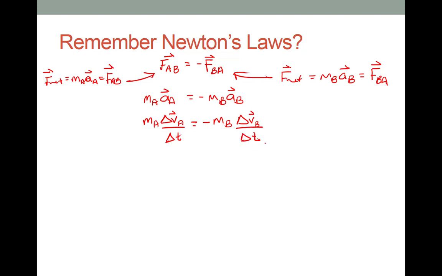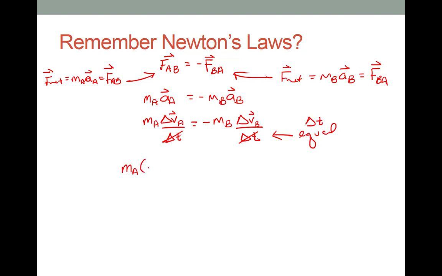Okay, now let's think about these times. Notice the times do not have a subscript, and that is because they are equal. Why is delta t equal? Well, that's the time over which these forces act. And because they're a third law force pair and they occur simultaneously, if one stops, the other one has to stop. And therefore, the delta t's are the same. And because they're the same, I can cancel them.